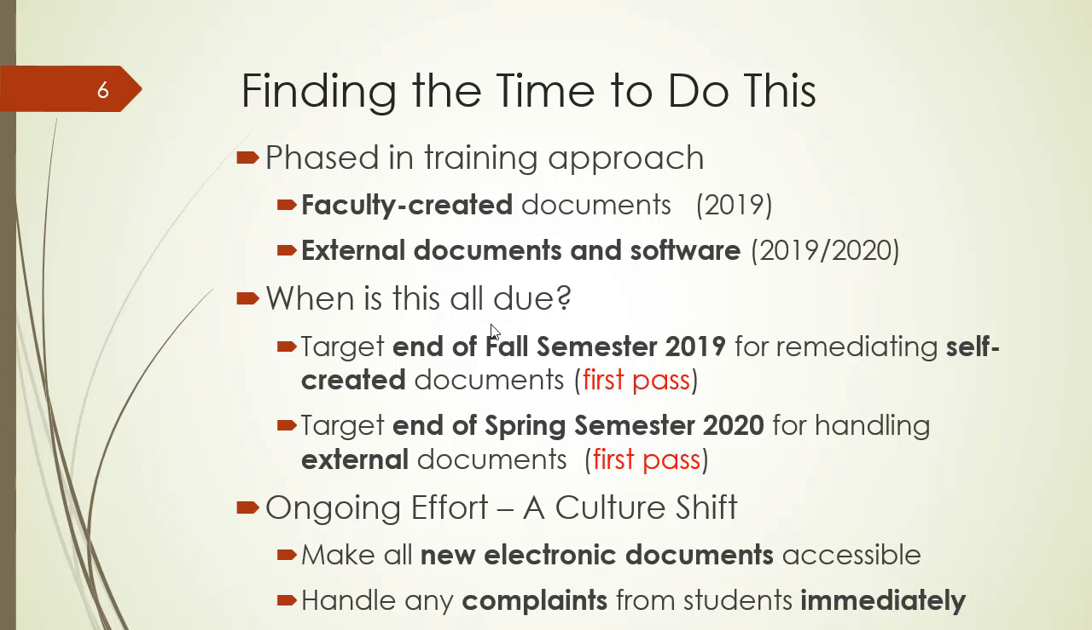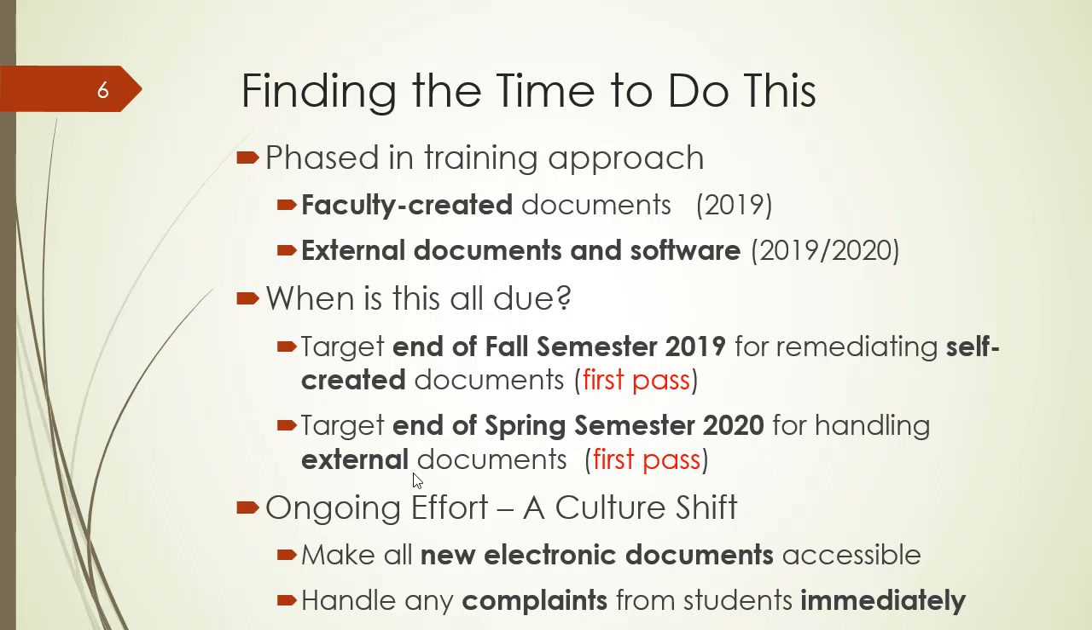So when is this all due, right? Well, we're giving you some general target dates. There's no explicit date at this point where the hammer comes down on us, but I would say that date is when the accreditation people come here, and that's in 2022, I believe. It could be fall of 21 or spring of 22. So we've got a couple of years overall, but even as we go through getting our self-created documents remediated, we're recommending that by the end of the fall semester you've done that first pass, and then we're going to target the end of the spring semester for handling external documents, which training will be provided for later.